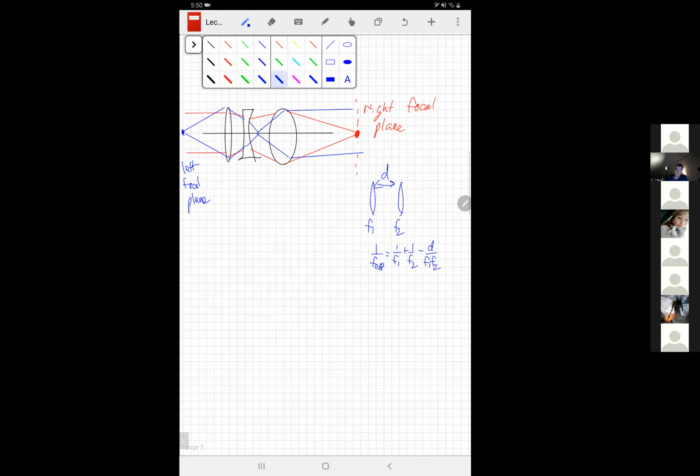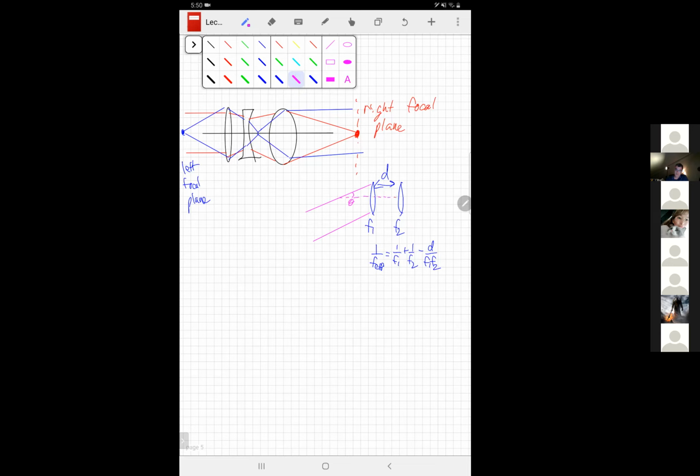Anyone else? Is it paraxial rays? There were paraxial rays. And what did we do with these paraxial rays? What was it that we imagined doing? We sent some paraxial rays into this. All of those rays, they were parallel to each other. That's right. And then what did we try to figure out?